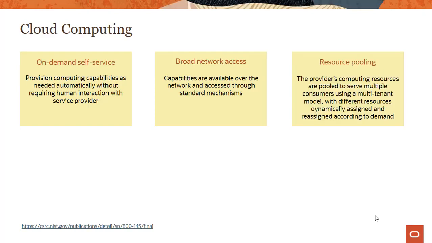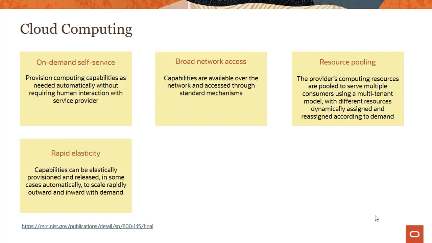In a cloud provider environment, the resources need to be pooled. What that means is the resources are pooled to serve multiple customers using this model called multi-tenant, and we'll look into that in subsequent lectures, with different resources dynamically assigned and reassigned according to demand. Why do you do this resource pooling? Well, you pool these resources and make them available to customers so you can save money as a provider. If a customer needs more resources, you can give them, and if some customers need fewer resources, you can take away the resources. So this dynamic pooling is a core essence of cloud.